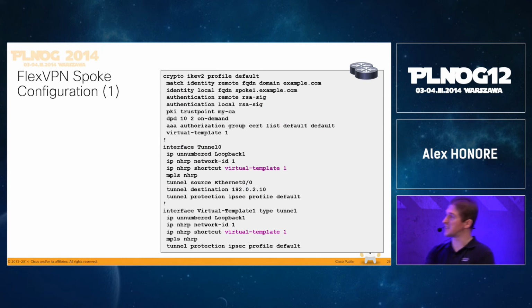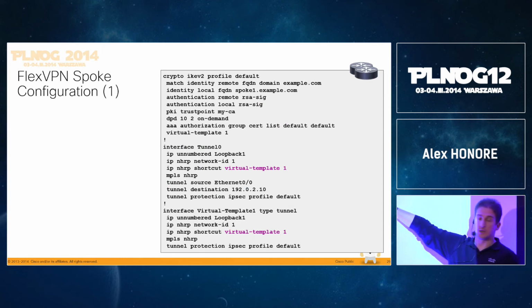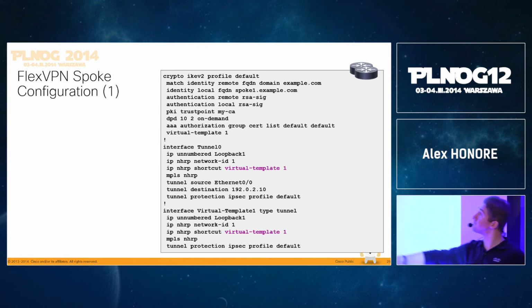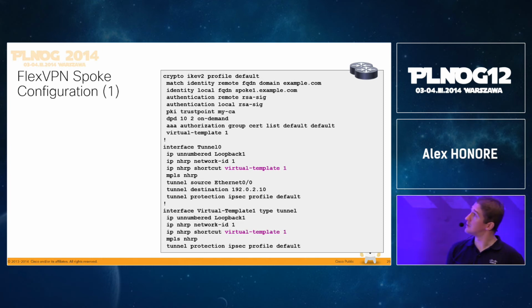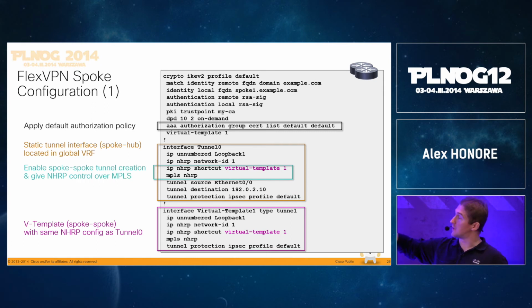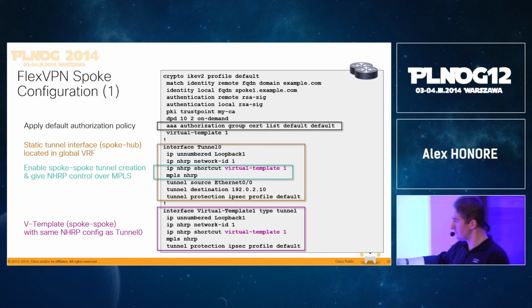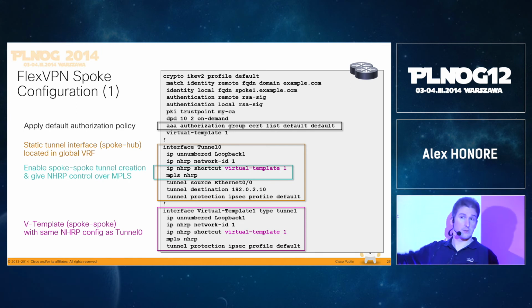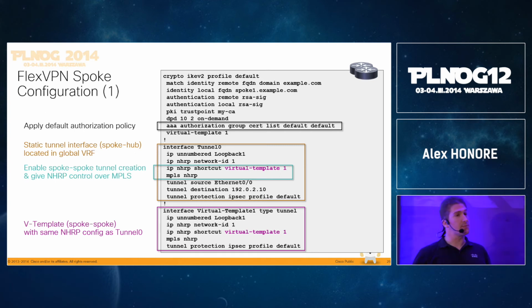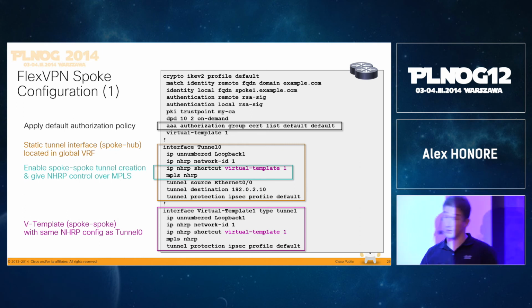On the spoke, well, same deal as before. We need one static tunnel, a similarly configured virtual template, single profile. All that's interesting on this profile is we also use this default authorization policy, which has, again, the effect of advertising our loopback one up to the hub. So now we've got one IP address seen by one side, one IP address seen by the other side. We just have the two points that are needed to establish our BGP neighborship. Again, MPLS and NHRP, both on the tunnel and the vTemplate, and that's all we need.